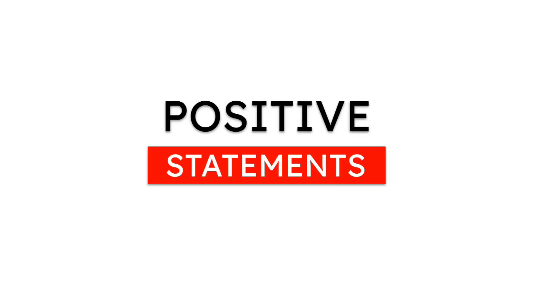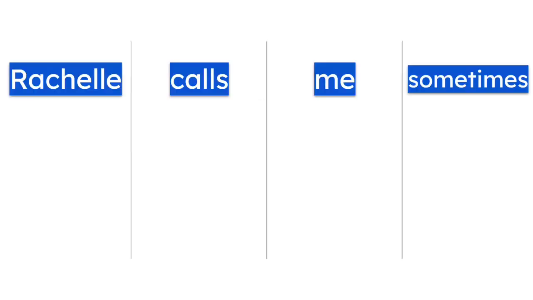We're going to go through 3 parts in this class. First, we're going to take a look at positive sentences, then negative statements, and finally, questions. Okay? And the first one we have here is this. Rachel calls me sometimes. Rachel, of course, it's a name, so it doesn't have a translation, which means we can leave it just like that.